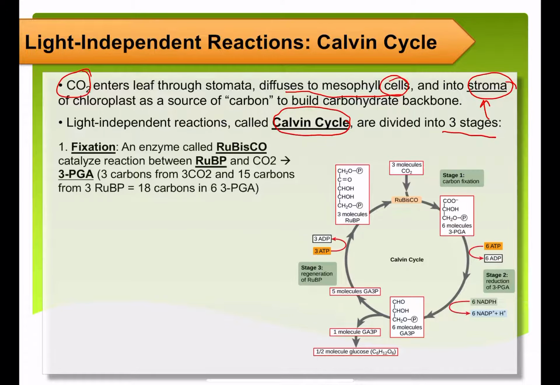The first stage is called fixation, where CO2 will react with RUBP. That's the reactant right there. And then using an enzyme called Rubisco, so this is your reactant, RUBP, and carbon dioxide, and using the enzyme called Rubisco, they can turn and make 3-PGA. You don't need to know the entire name. Just know it as 3-PGA molecule. This is the first intermediate within the Calvin cycle.